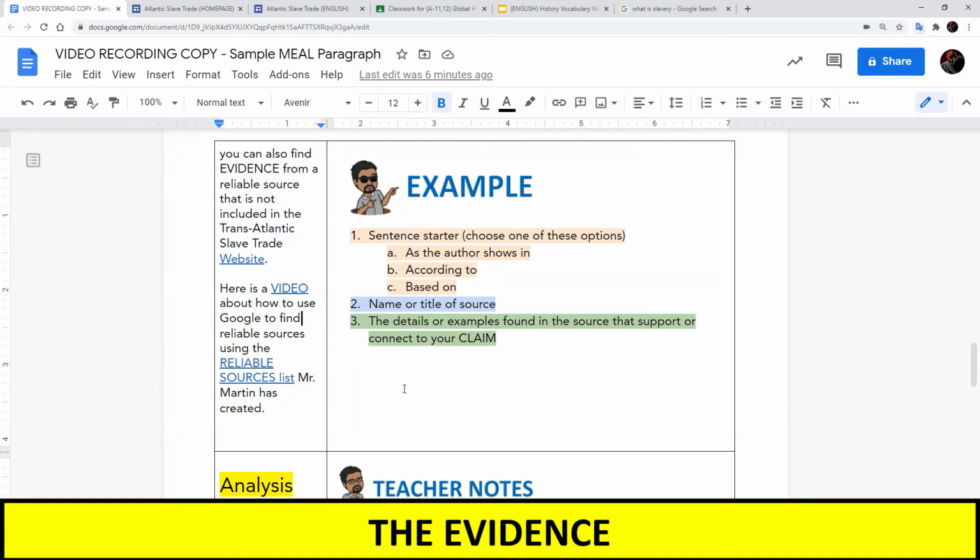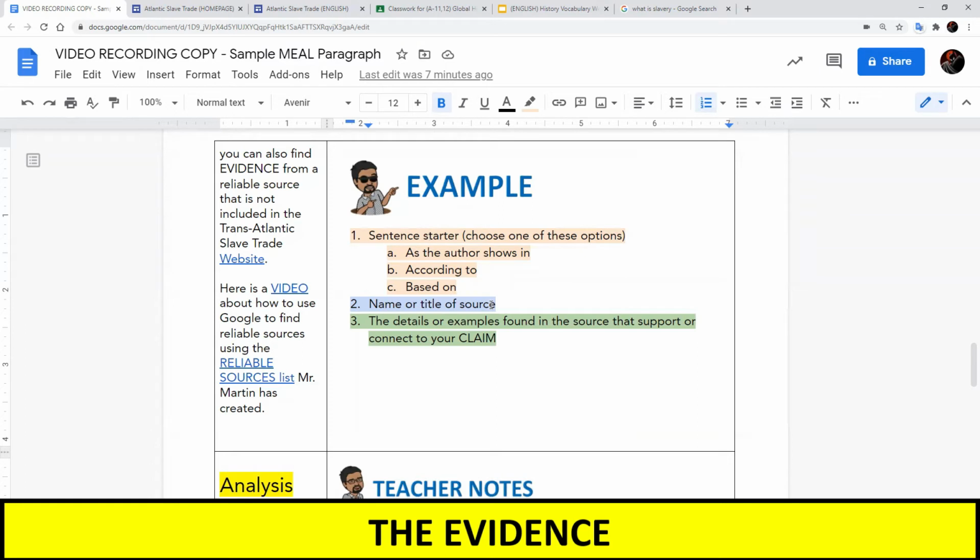Number one is the sentence starter. You have these three choices to start with, and it's a sentence starter, which means that this is the first thing that you write in the sentence. You can choose from "as the author shows," "according to," or "based on." All right. After the sentence starter, you're going to include the name or title of the source.